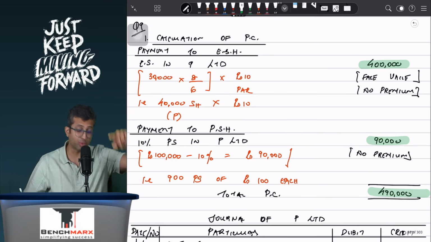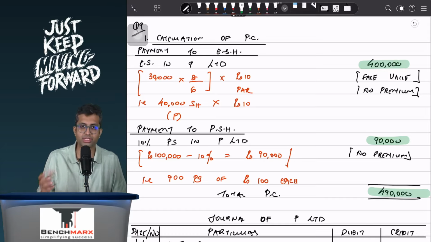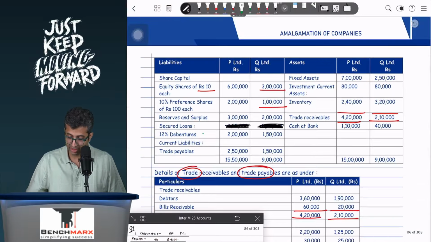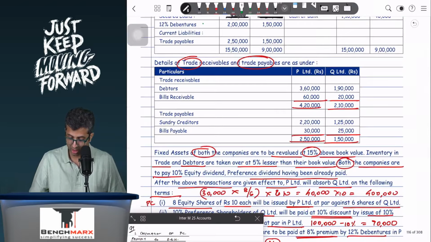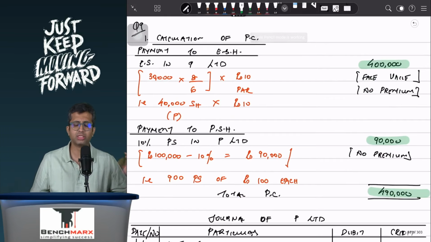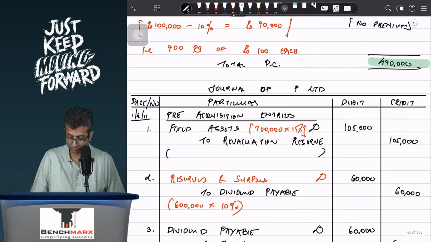Yes sir, but before that there are 2 entries that we need to do in this case, because both companies have agreed to revalue their fixed assets and both companies are to pay a 10% dividend. So before you pass that entry, both companies are to revalue fixed assets. Fixed assets of both companies have to be revalued at 15% above the book value. So over here, 2,50,000 into 15%, this is 37,500. Again, irrespective of the acquisition, we have agreed to revaluation, and hence fixed assets account debit 37,500 to revaluation reserve. Pre-acquisition entries, fixed assets to revaluation reserve.